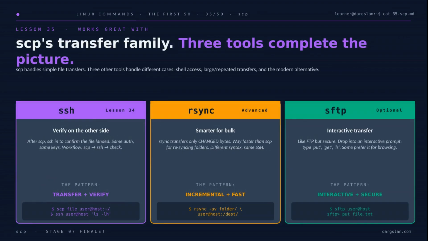Now, SCP doesn't work alone, it has a family. Once you've sent a file, SSH lets you hop over and verify it landed. Same keys, same auth, just a different verb. For folders you sync repeatedly, rsync is smarter. It only sends the bytes that actually changed. And if you prefer an interactive feel, SFTP drops you into a prompt where you can put, get, and ls like you're browsing. Same SSH foundation underneath all 3.